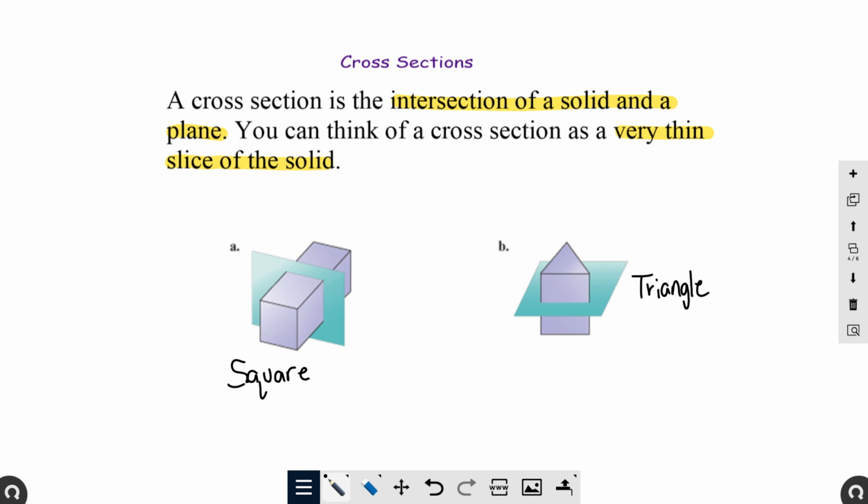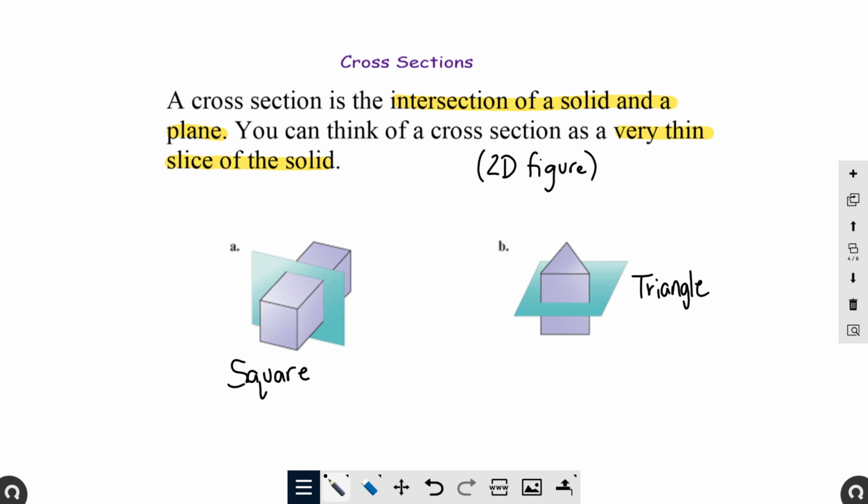So when you answer these questions about cross-section, think about a 2D figure that it would make. And a lot of people like that idea of making a stamp. So you kind of cut it and then you go, what does that stamp look like? And that's what it would be. A lot of times if it's parallel to the base, it's the same shape as that base.